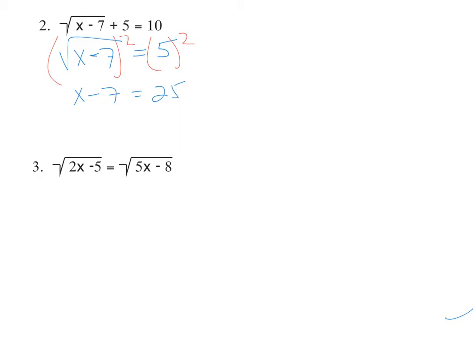And if I look at this equation, I do not have any x squared, I just have my x. This is a linear equation, so I just need to get my x by itself by adding 7 to both sides, and I get x equals 32.